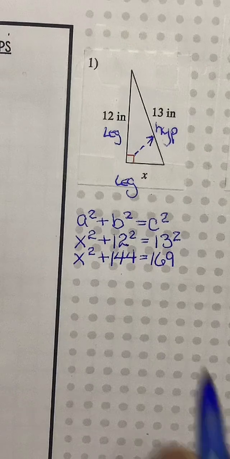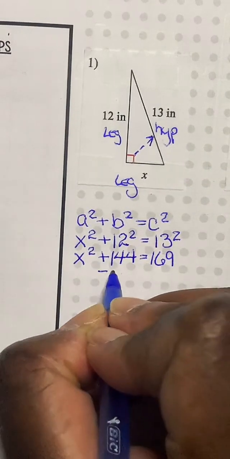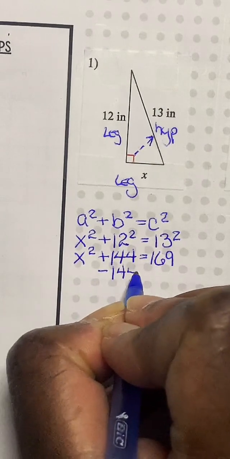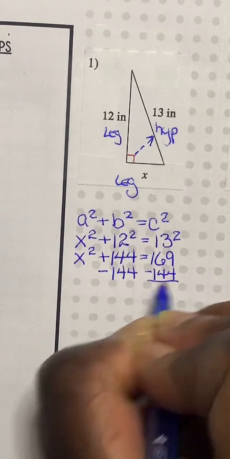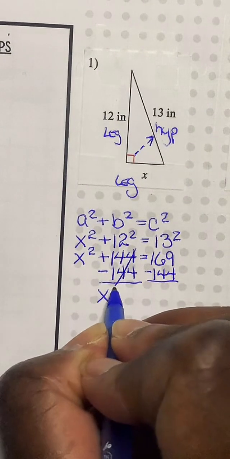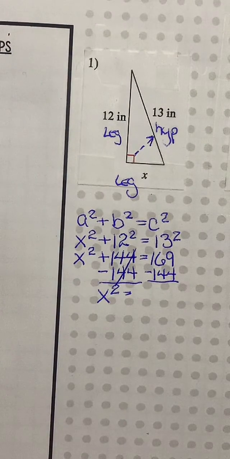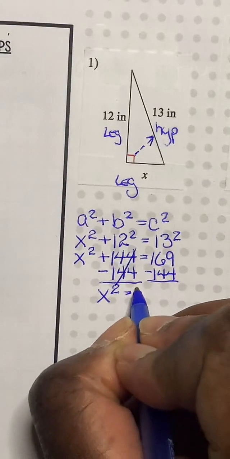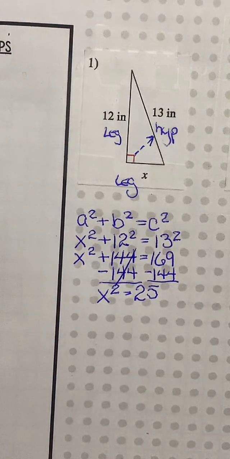Yes, we're definitely going to have to subtract. So we always do the opposite. So we have the opposite of 144. So now we have x squared is going to equal my 169 minus my 144, which, as someone said earlier, would give me 25.